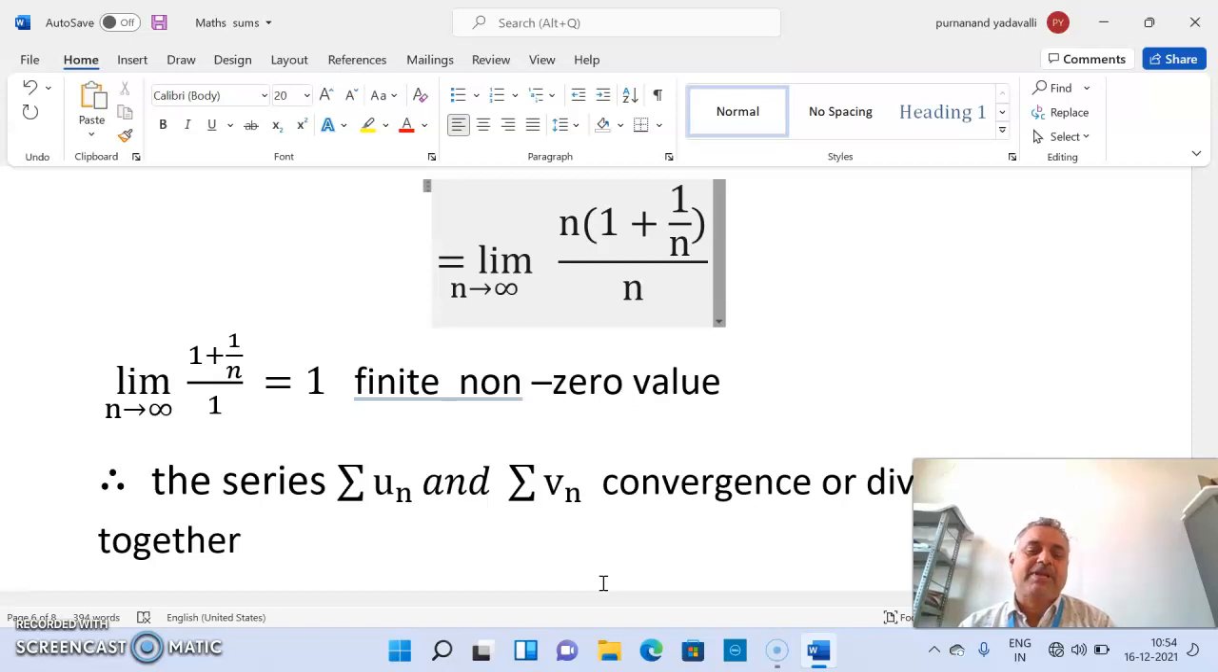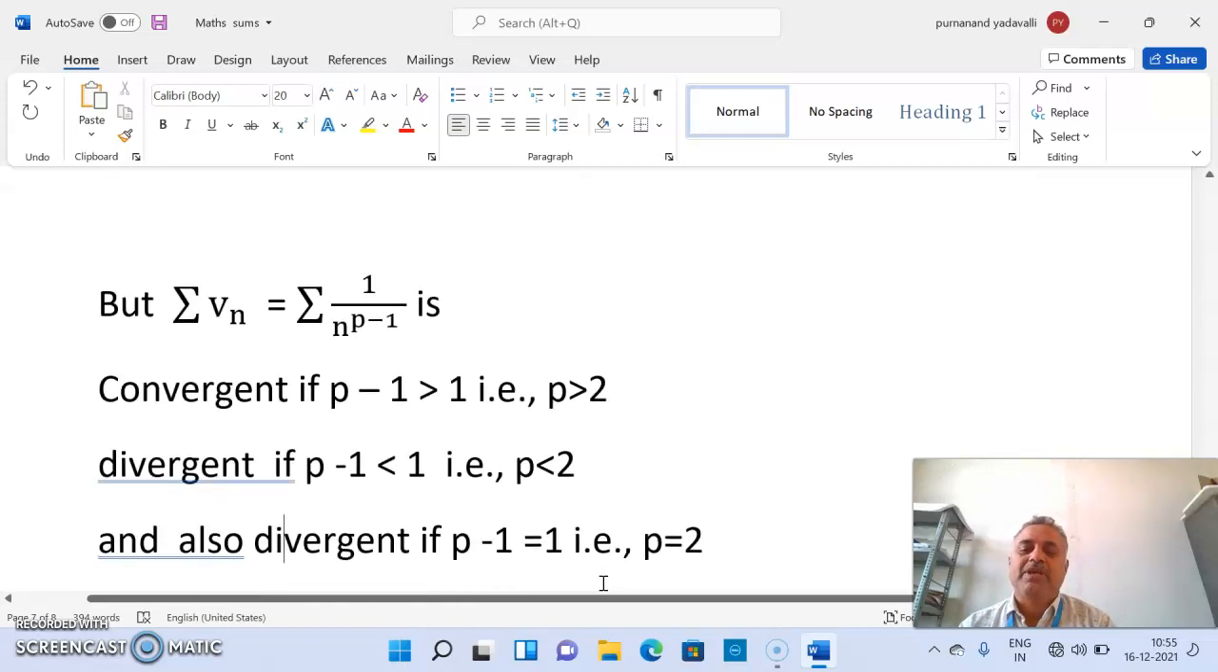By limit comparison test, we know that if sigma un is a given series and sigma vn is any arbitrary series, if limit un by vn is equal to L where L not equal to 0, then sigma un and sigma vn converge or diverge together. So now vn is equal to 1 by n power p minus 1. If p minus 1 is greater than 1, then it is convergent. Less than or equal to 1, then it is divergent.